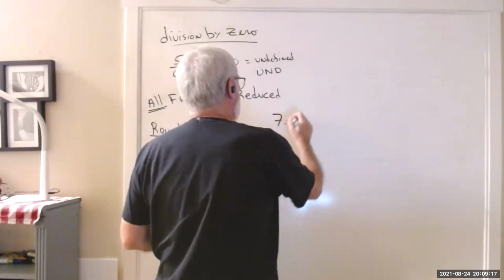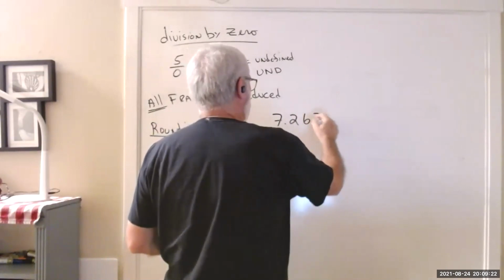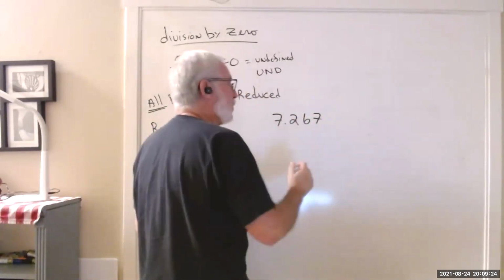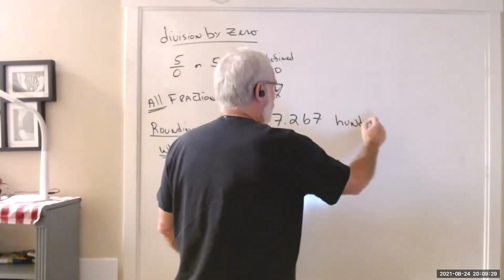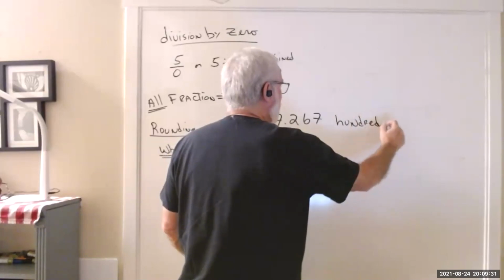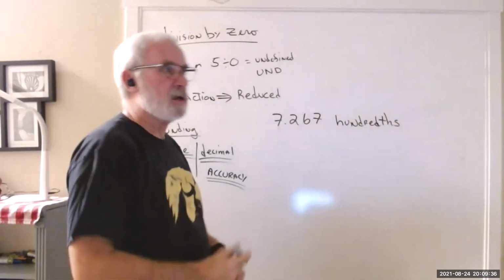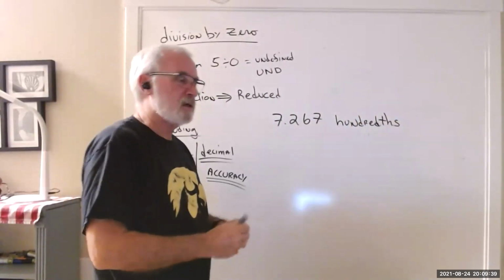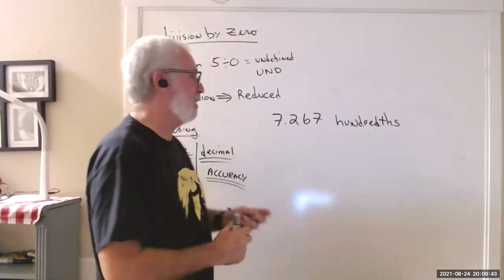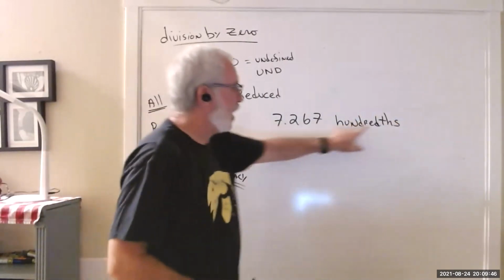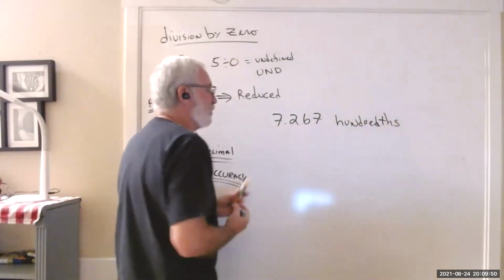Let's go, 7.267. And I want to round this to the nearest hundredth. Now remember, decimals end in THS, hundredths place. Okay. So I want to round to the hundredths place. So you find the hundredths place.